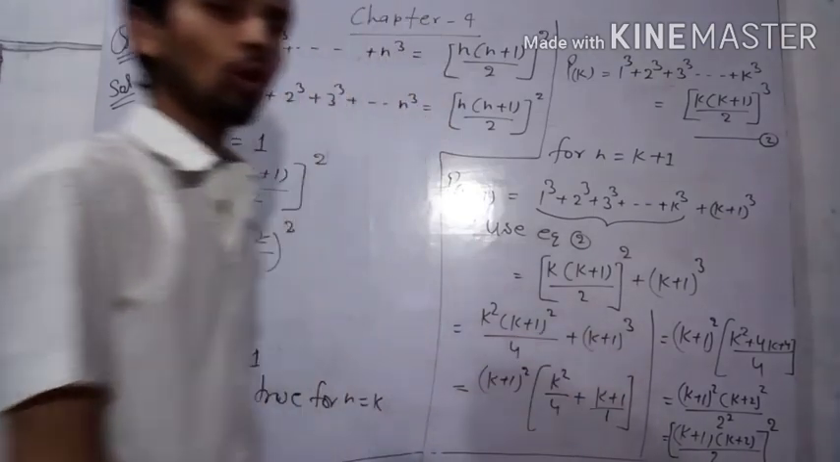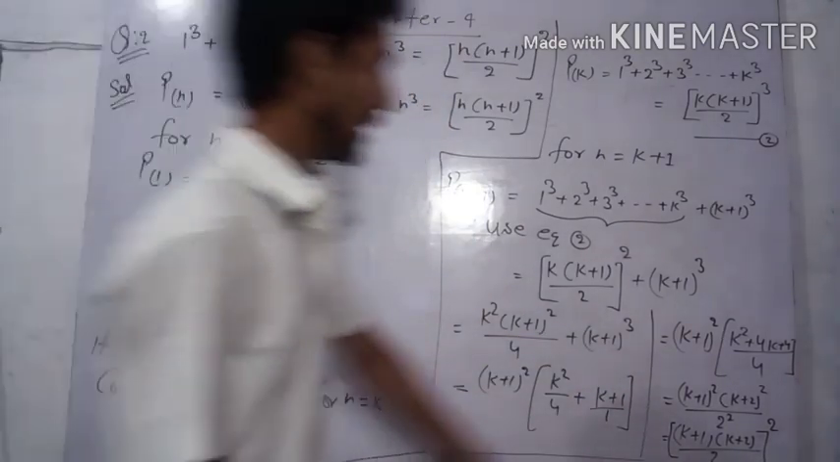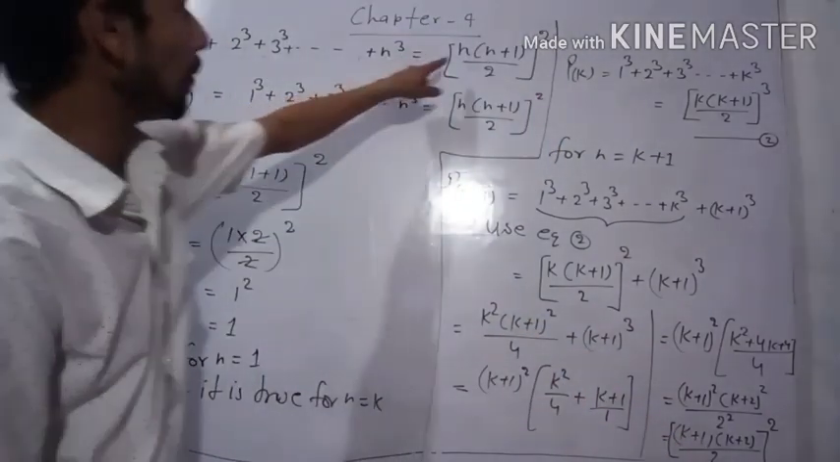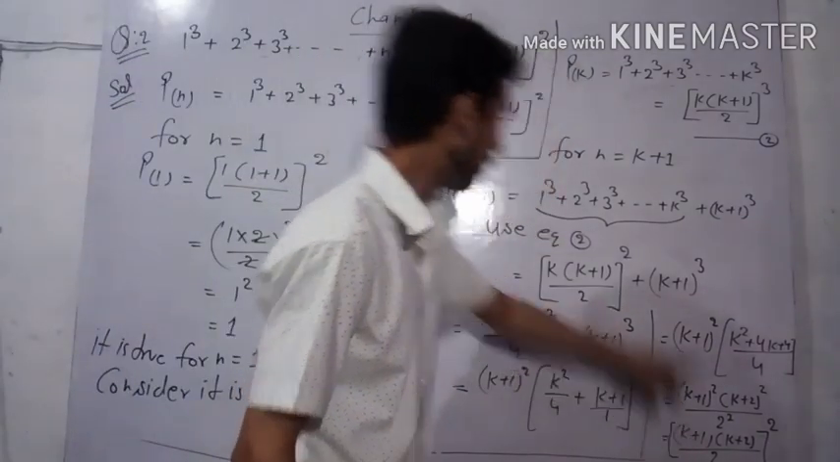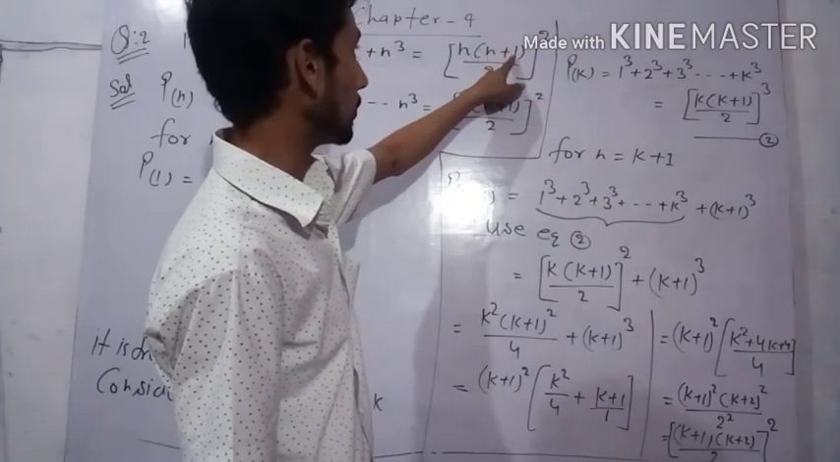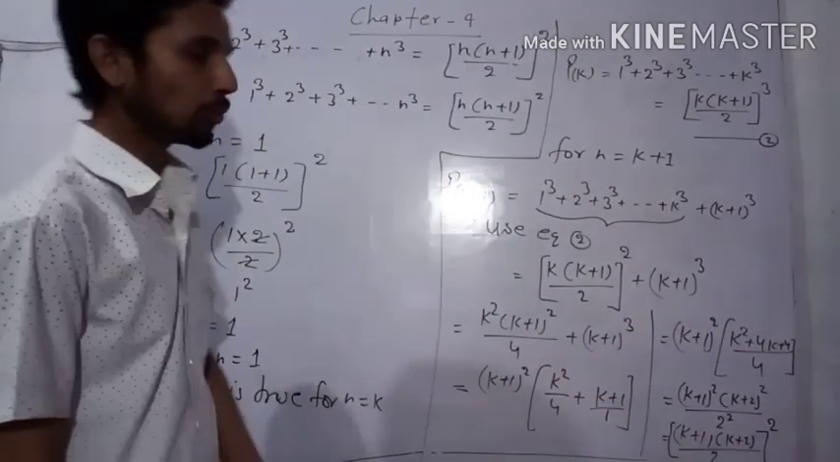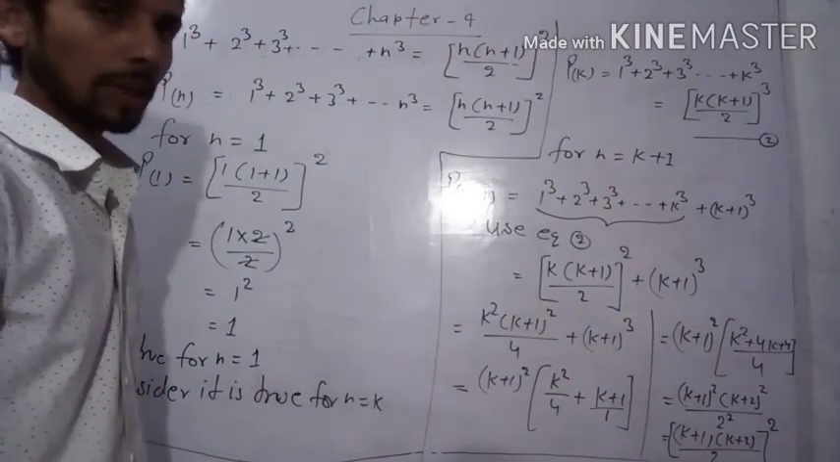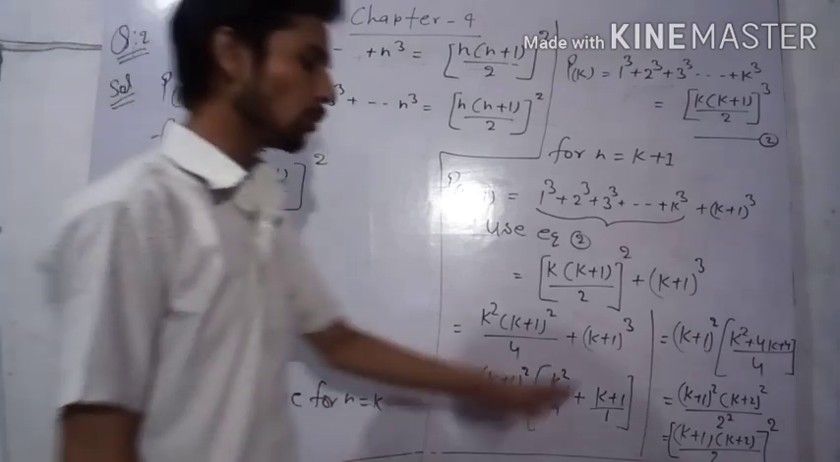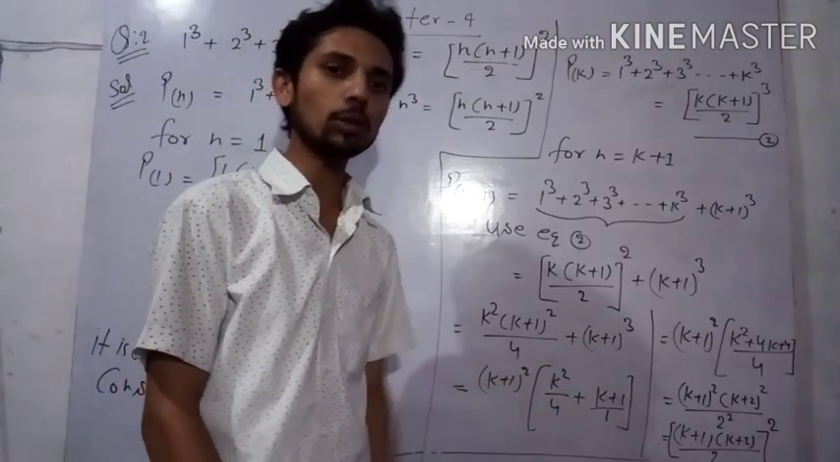So this is true for n equals to k plus 1. As you can see, the value of n is k plus 1, so k plus 1 into k plus 1 plus 1, that is k plus 2, upon 2. So it is true for n equals to k plus 1. So it is true for every natural number.